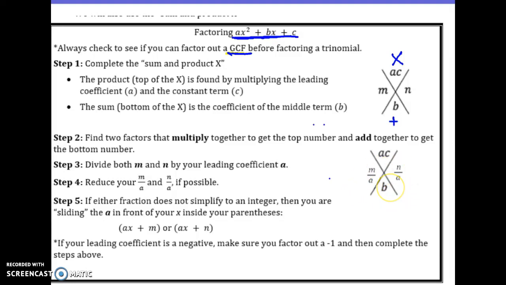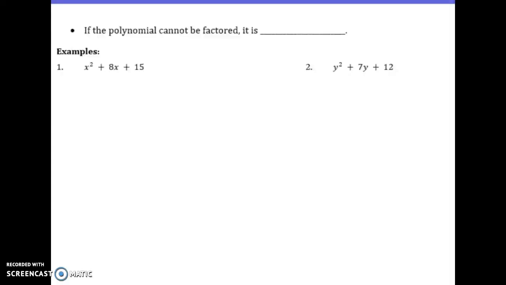And then I'm going to explain what we do with examples, because honestly this page is a little confusing, but you can refer back to it in your notes. I want to show you how to do it with some examples. And keep in mind too, if the polynomial can't be factored, it is considered prime. So it is a prime polynomial if it can't be factored, and we'll show you an example of that as well.